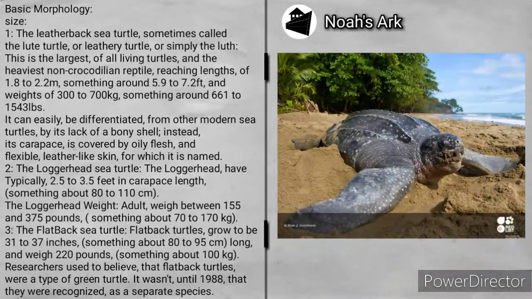Basic morphology. Size. 1. The Leatherback Sea Turtle, sometimes called the luth turtle, or leathery turtle, or simply the luth. This is the largest of all living turtles, and the heaviest non-crocodilian reptile, reaching lengths of 1.8 to 2.2 meters, something around 5.9 to 7.2 feet, and weights of 300 to 700 kilograms, something around 661 to 1,543 pounds. It can easily be differentiated from other modern sea turtles by its lack of a bony shell. Instead, its carapace is covered by oily flesh and flexible, leather-like skin, for which it is named.